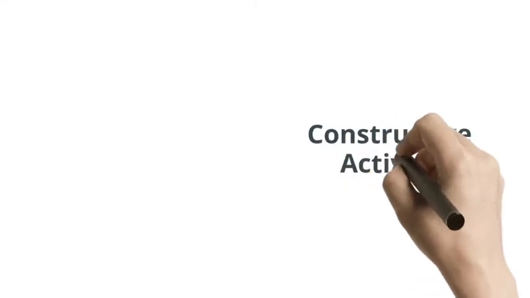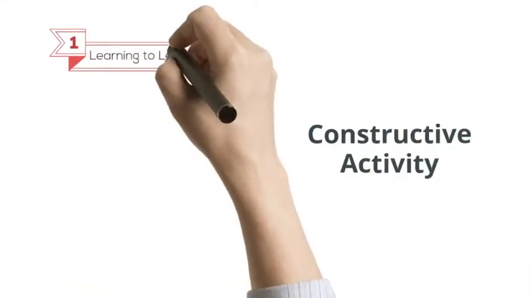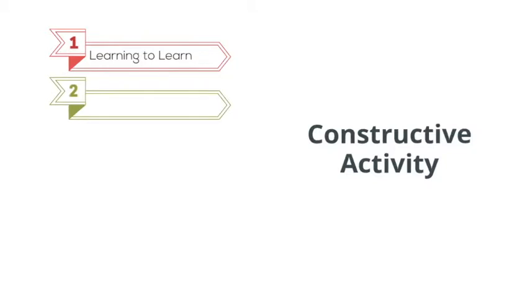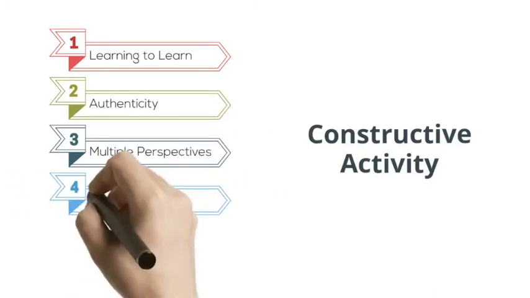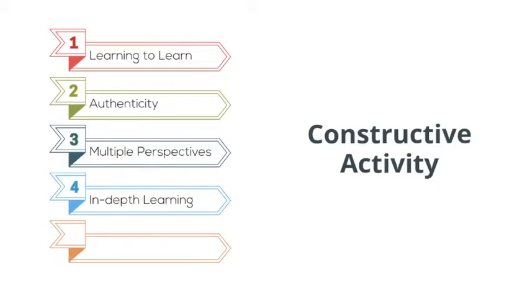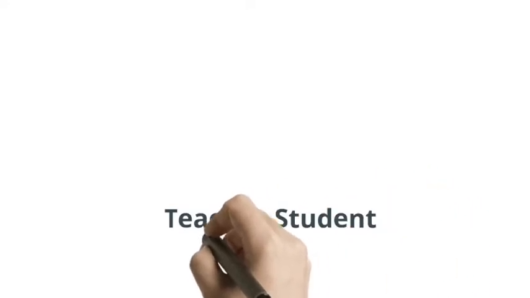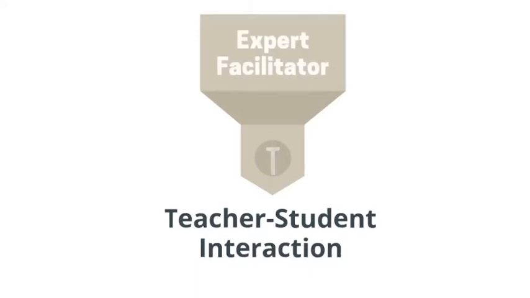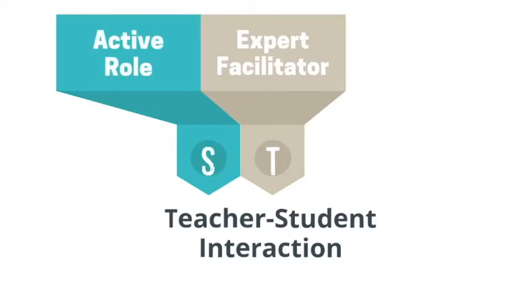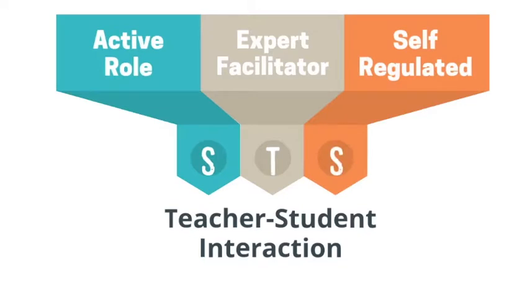Let's look at the 5 parts of constructive activity. First of all, there's learning to learn, and then authenticity, multiple perspectives, in-depth learning, and finally prior knowledge. Each of these are equally important for constructive activity. The second part of constructivism that we want to look at is teacher-student interaction. The teacher must take an active role as an expert facilitator, but the student must take an active role in learning as well as regulating his or her learning process.